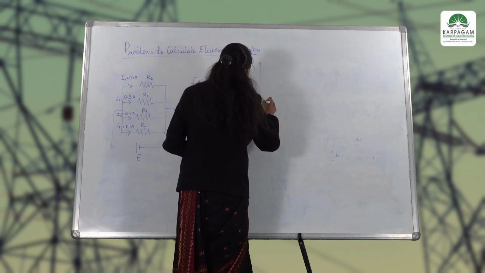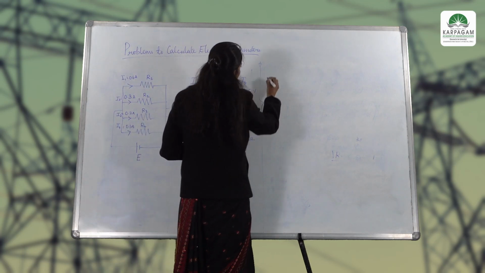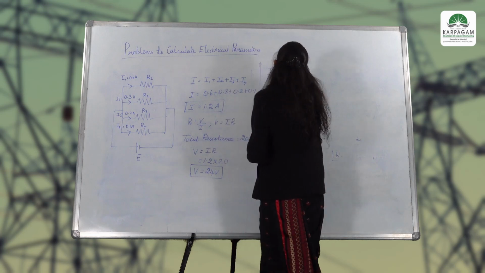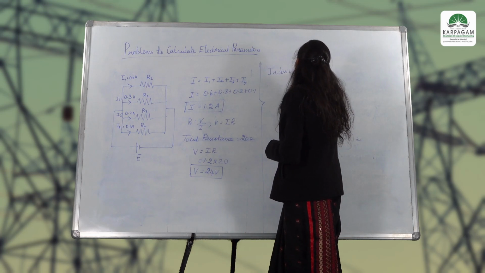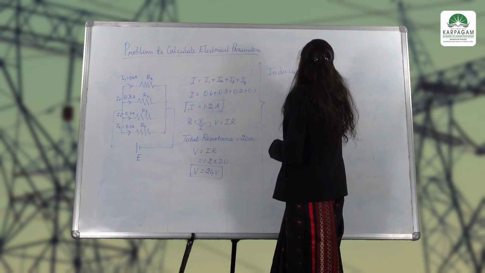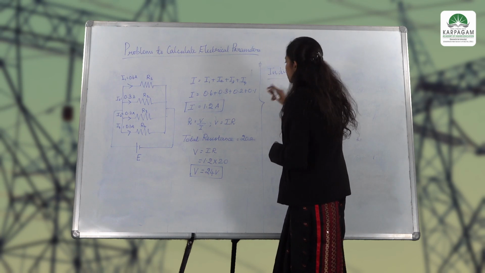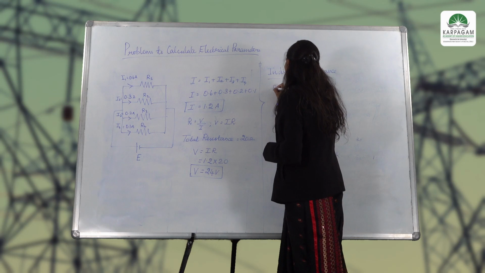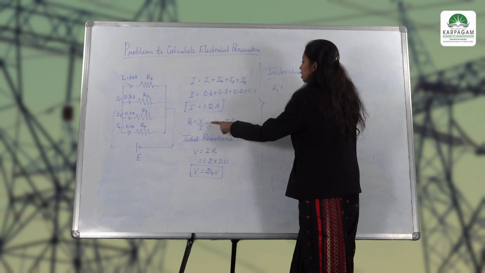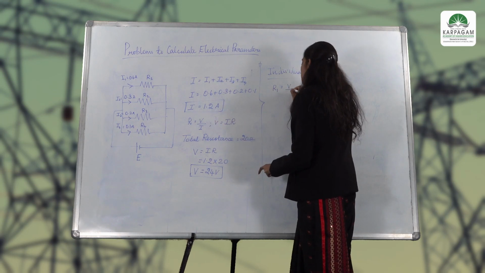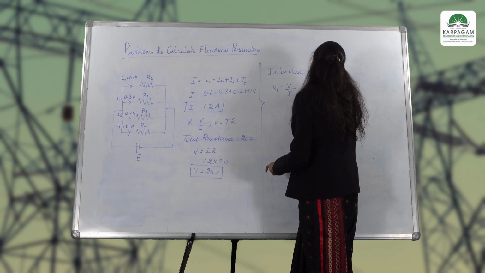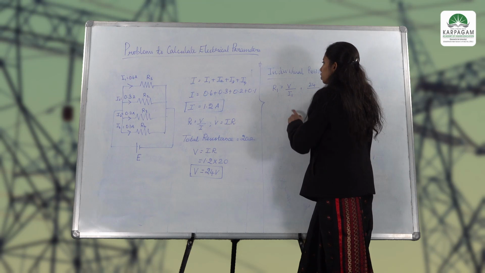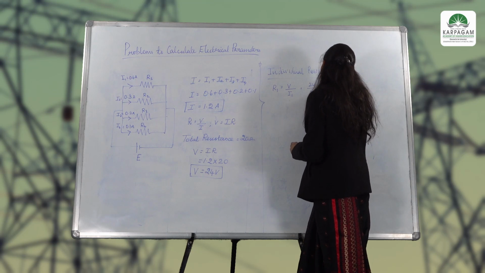Now we are going to calculate the individual resistances. Because the cumulative resistance has been given, we need to calculate the individual resistance. So R1 will be equal to V by I1. In case of a parallel circuit, as I told you, the voltage will remain the same, so your current value will change. So voltage is 24 volts, and I1 current will be equal to 0.6.